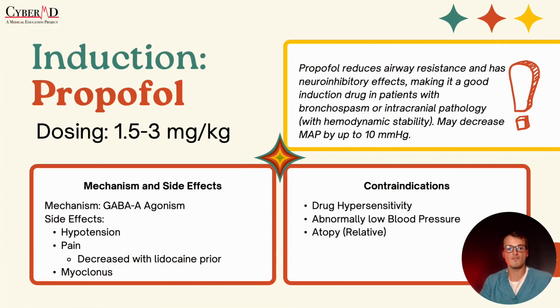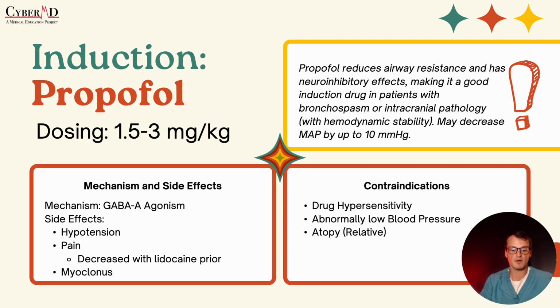Next up is propofol for an induction agent. Now, propofol has not one, but two of the letter O's in the name, so it's not going to be 0 point something. It's in fact going to be 1.5 to 3 milligrams per kilogram, but I just round this up and say 2 to 3 milligrams per kilogram.